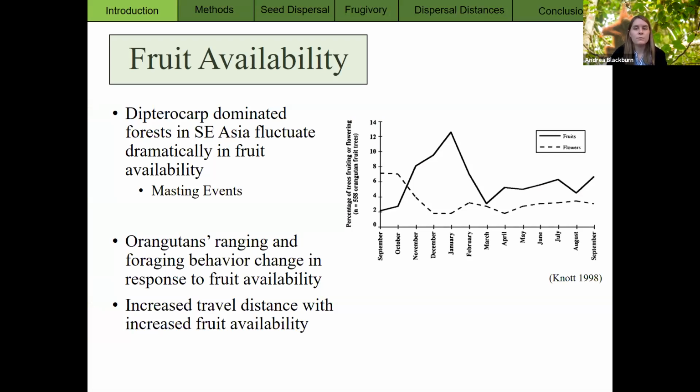Orangutans tend to prefer fruit over other food types due to the high caloric returns. During periods of high fruit availability, orangutan diets at our research site, Gunung Palung, consist of 100% fruit, whereas during periods of low fruit availability, orangutan diets may consist of only 21% fruit. Additionally, orangutans' ranging patterns fluctuate in response to fruit availability. In both masting and non-masting forests, orangutans increase their daily travel distance with increased fruit availability.